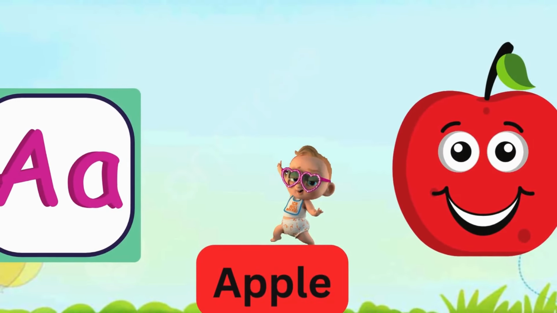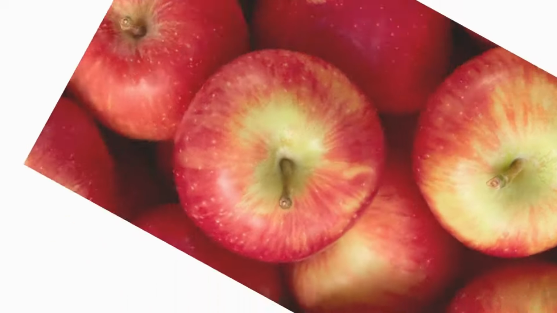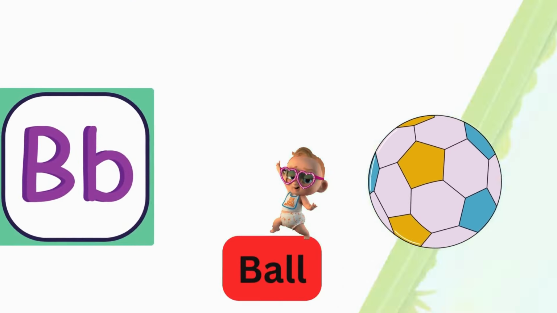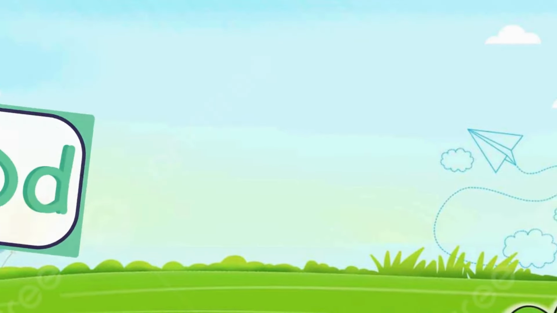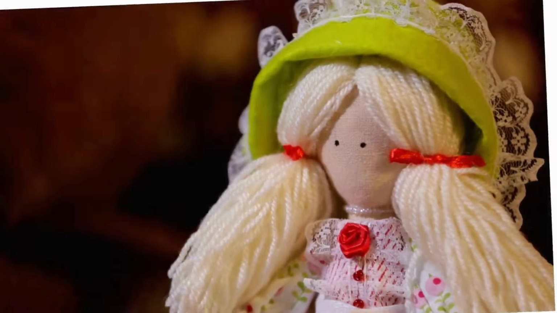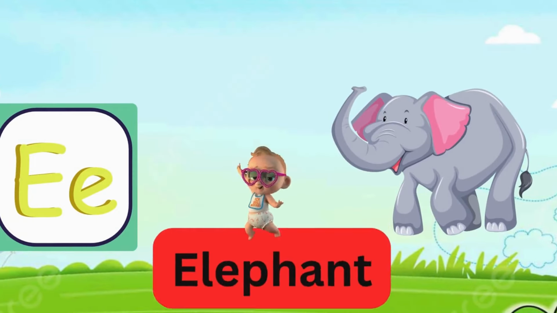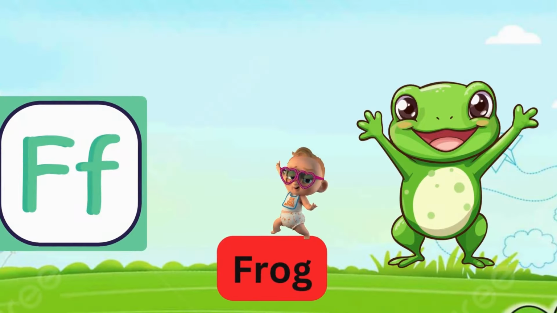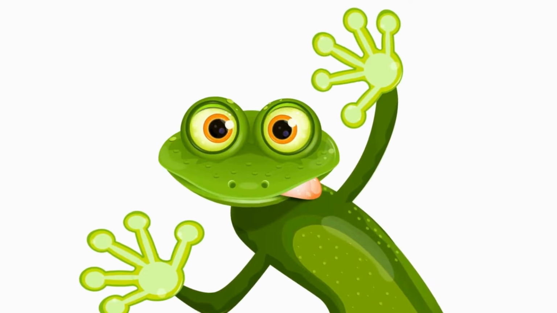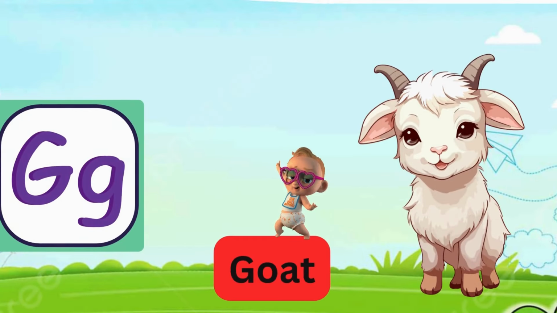A is for apple. B is for ball. C is for cat. D is for doll. E is for elephant. F is for frog. G is for goat. H is for hand.